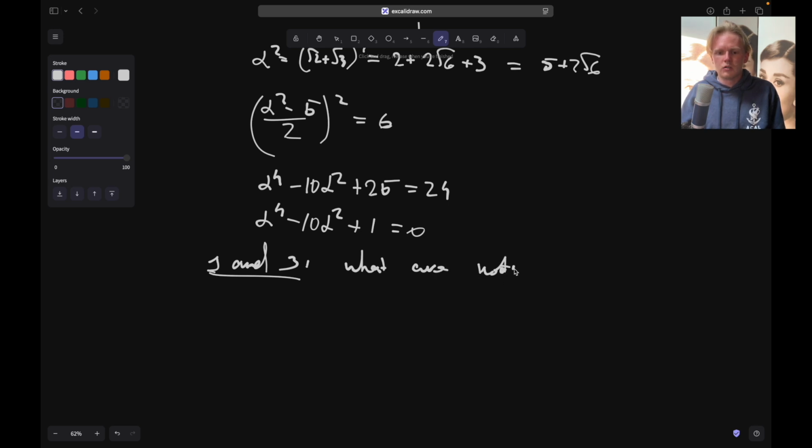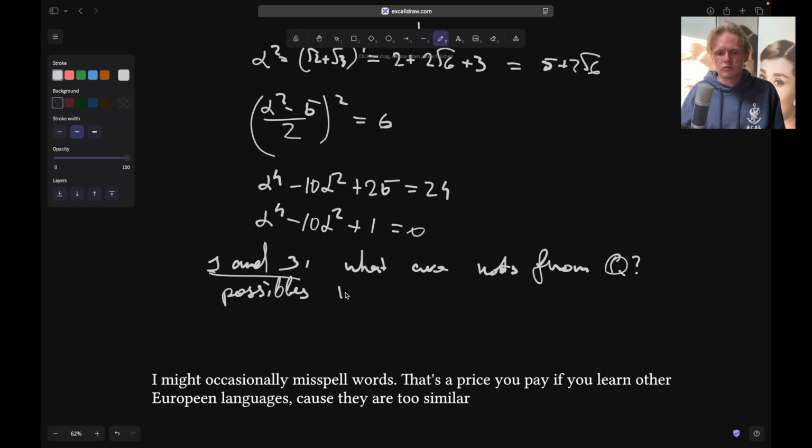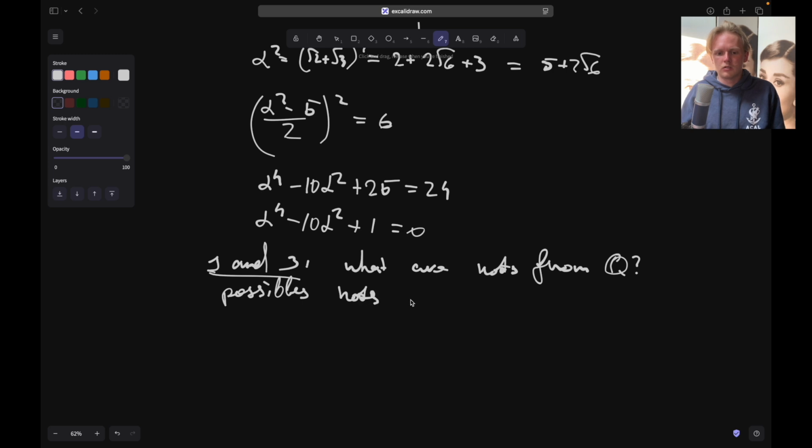Roots from Q are possible. The potential roots are plus minus 1, but you can easily check that they do not satisfy because we have 10 here. So 2 and 2. There are no easy tricks here.